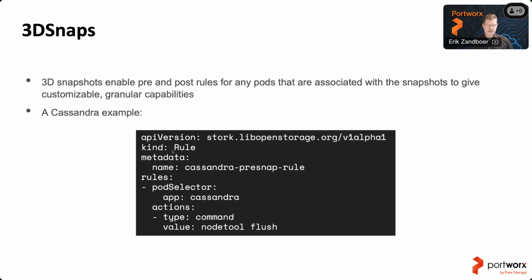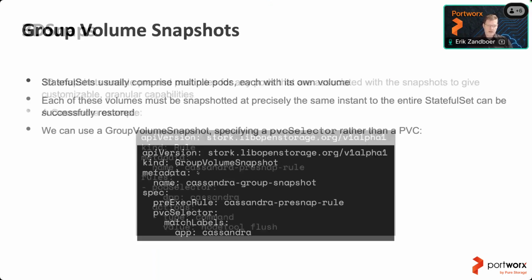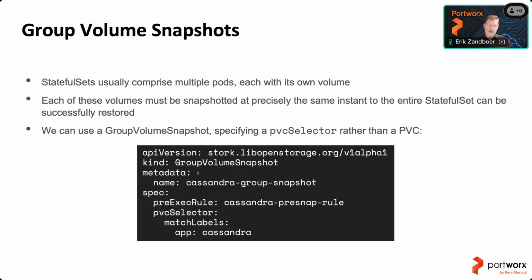Right. It looks something like this. You see an example for Cassandra where we have a pre-snap rule, and basically it's a command, and the command is nodetool flush. So flush everything to disk, then we take the snapshot. That's an example of an application consistent snap that we're making. And finally, of course, like I said, what if your application has multiple PVCs? You want to snapshot them all at the exact same time, and those are called volume group snapshots. You can build a group of PVCs and say, this is a group, snapshot the entire group.